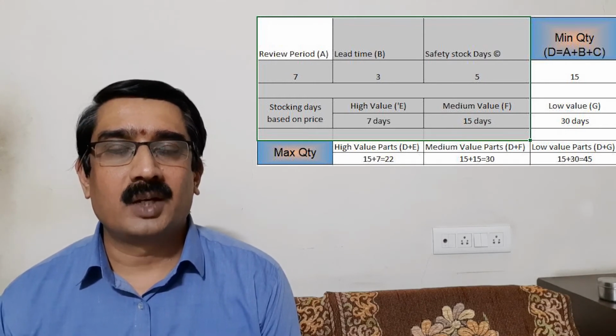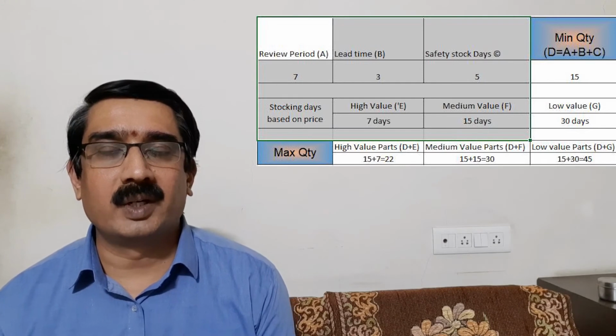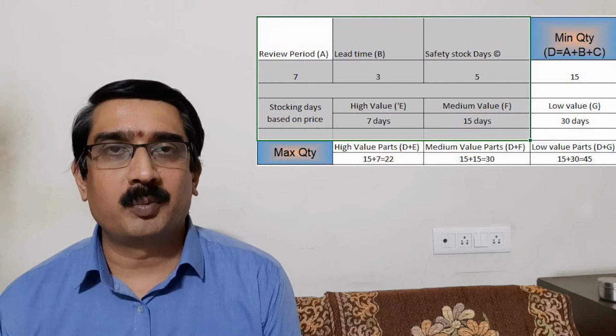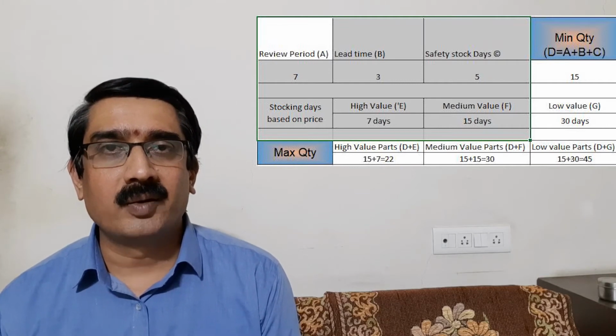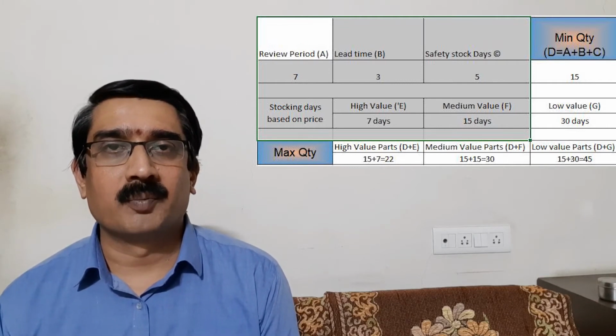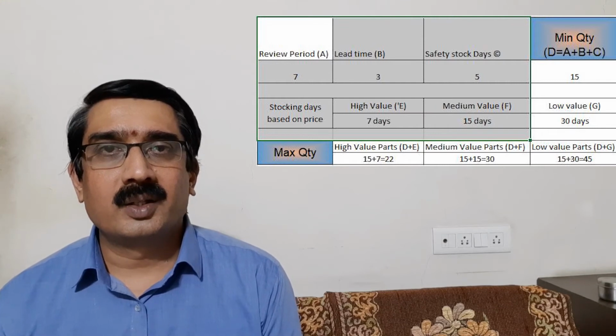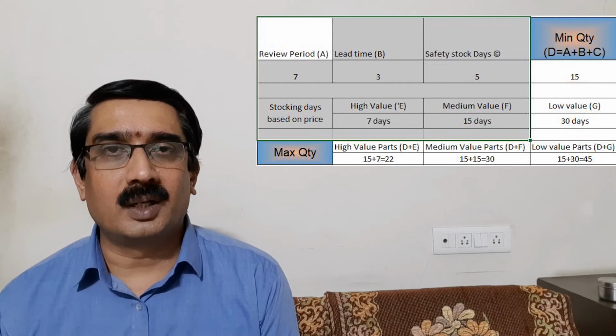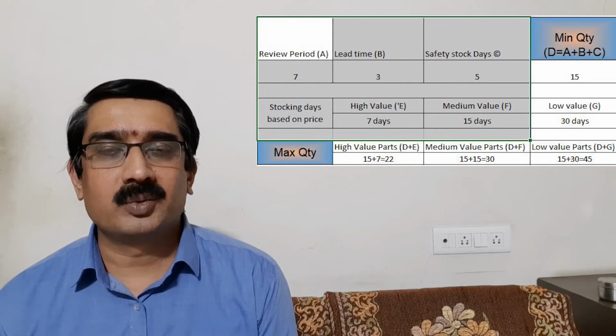That means I should have parts in my inventory till I receive fresh stock also. That means 7 plus 3. I must ensure that I have 10 quantity in my stock. Next is, what is the guarantee that we get all the materials all the time and within 3 days only?